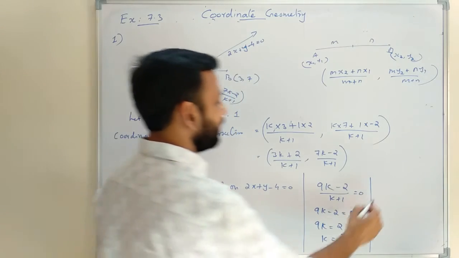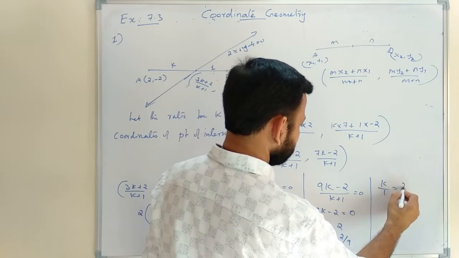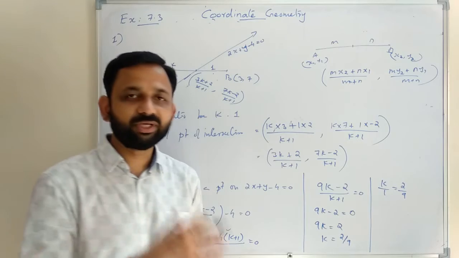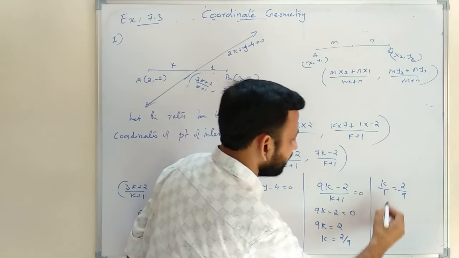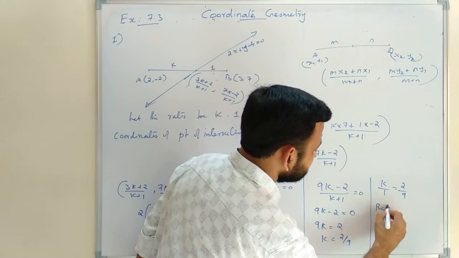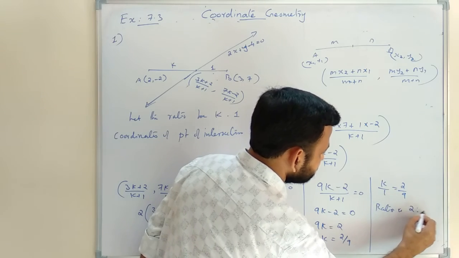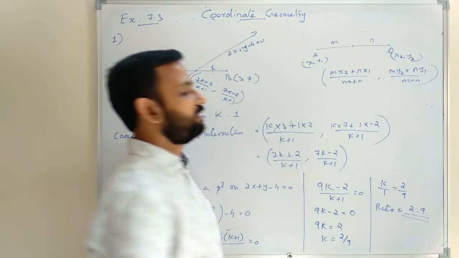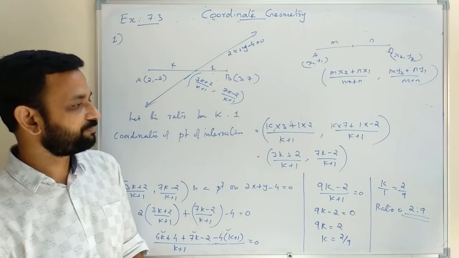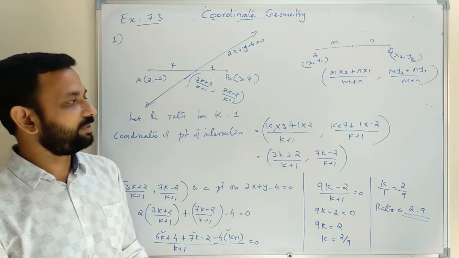So k is equal to 2 by 9. So k by 1 is equal to 2 by 9. So the ratio is k is to 1. Therefore k by 1, that is 2 by 9. Therefore the ratio is 2 is to 9. So we got the ratio, that is 2 is to 9. So that is the required ratio.